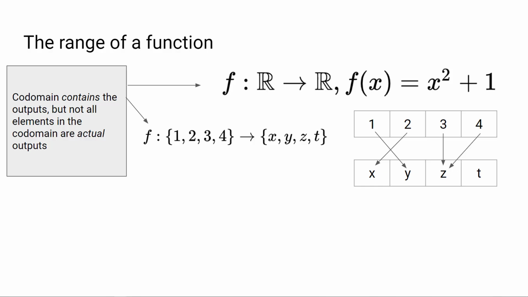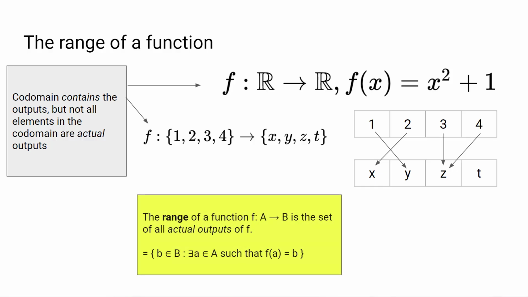And in this finite example, the set x, y, z, t is the codomain, but not every element of the codomain actually has something mapping to it. So we're going to define the range of a function to be the set of all the actual outputs of the function. That is, in set builder notation, the range of the function f from A to B is the set of all points b in the codomain of f such that f of a equals b for some a in the domain. Again, it's the set of all points in the codomain that are actually output by the function. In some cases, the range and codomain are the same set, but in other cases, the range is a subset of the codomain, but not equal to it.